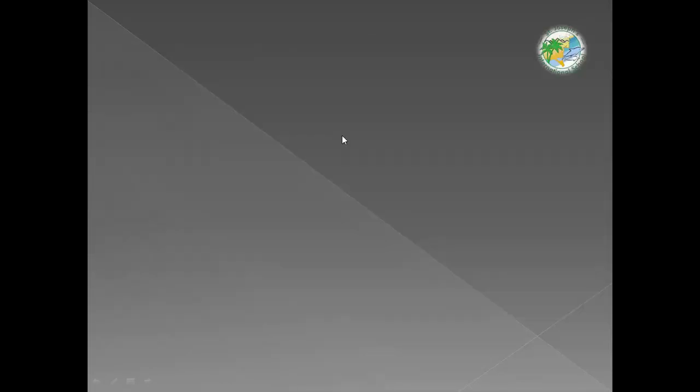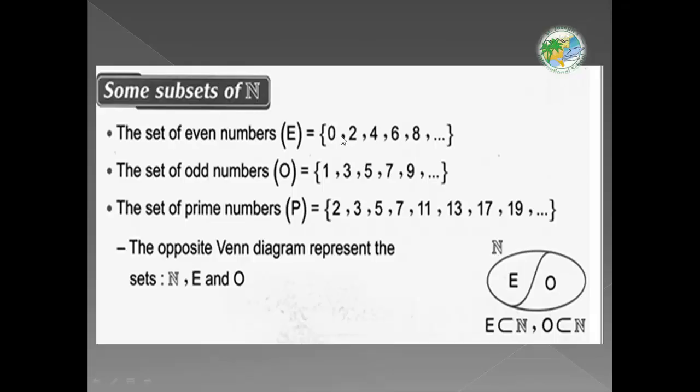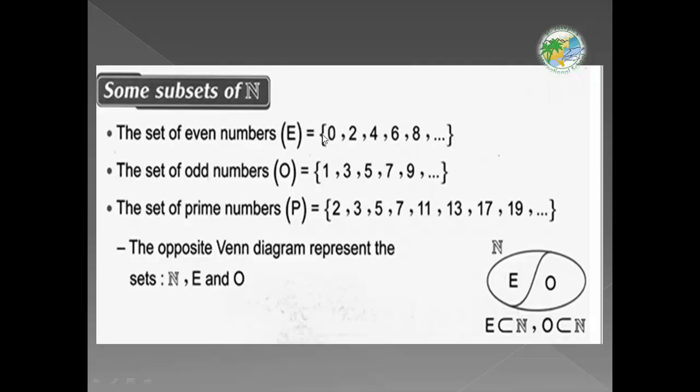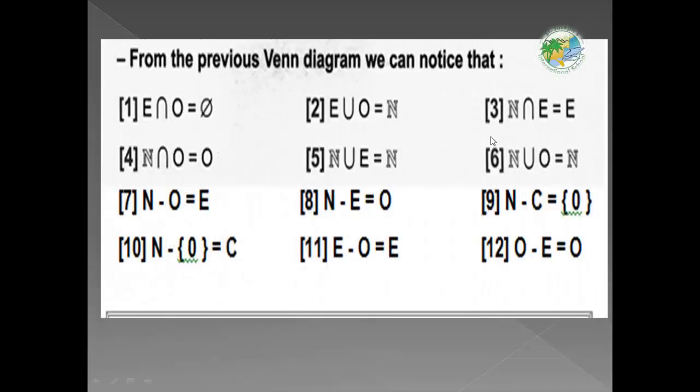Now even number union odd number. If we write the even numbers union the odd numbers: 0, 1, 2, 3, 4, 5, 6, 7, 8, 9, then what is it? So even number union odd number equals natural number. Okay, even number intersection odd number is the empty set. We don't have a common element.